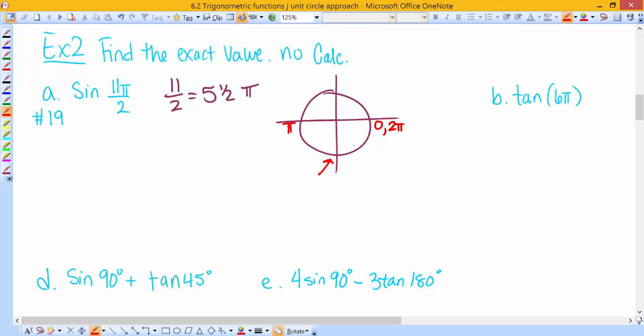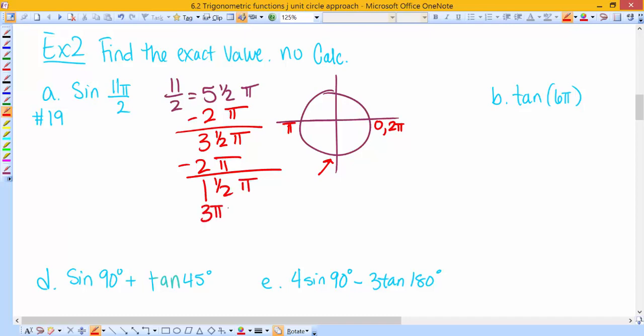How do I get that? Well, if I had changed this to degrees, it would be more than 360. So then we have to subtract 360. Well, the radian equivalent of 360 is 2 pi. If I subtract 2 pi, 5 minus 2 is 3.5 pi. Still too big. So I subtract 2 pi again, and I have 1.5 pi, which is 3 pi over 2. So at 3 pi over 2, the point is 0, negative 1.